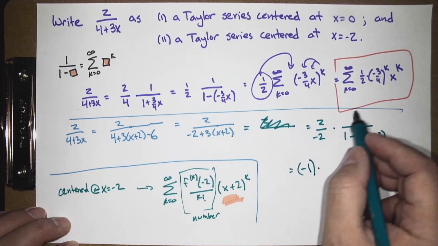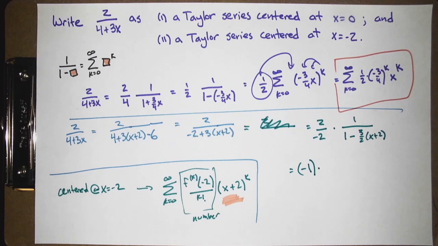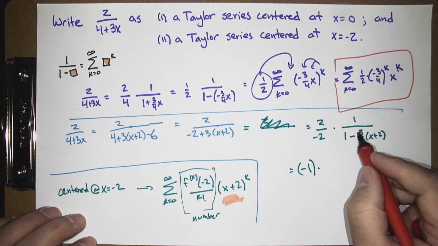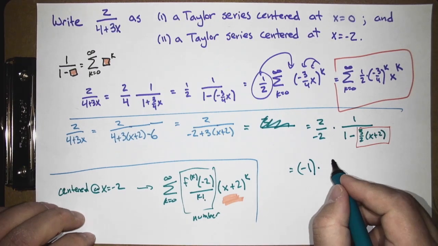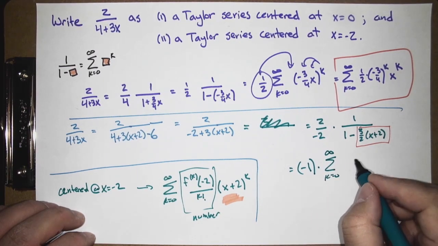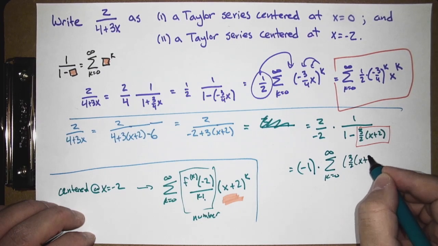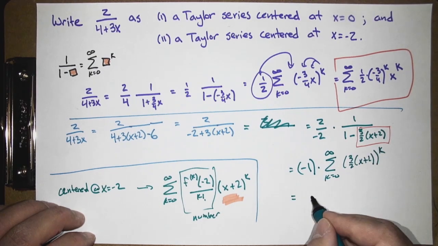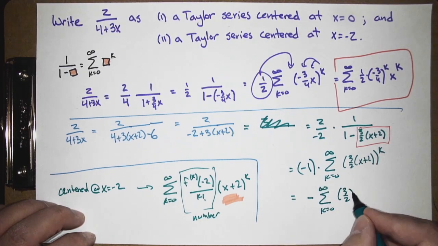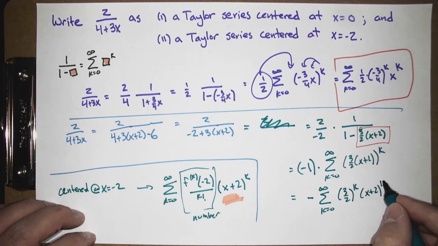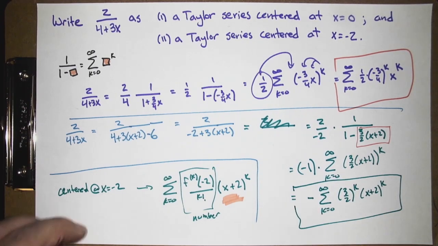And what can we do here? This is 1 over 1 minus something. We have our box. So this becomes our sum, 0 to infinity, 3/2 x plus 2 to the k. So we can write this as, we'll just leave the minus in front, sum, k equals 0 to infinity, 3/2 to the k power, x plus 2 to the k power. And there we go. All right, that's the end for today's practice, but we're only halfway through, so we'll keep going on Wednesday.